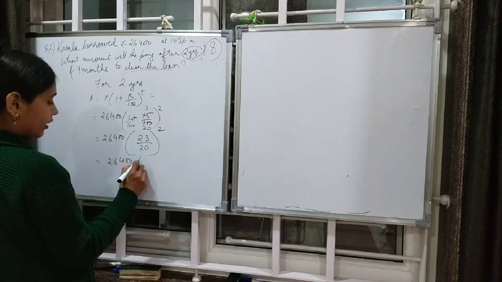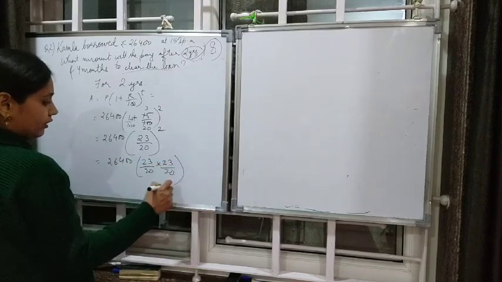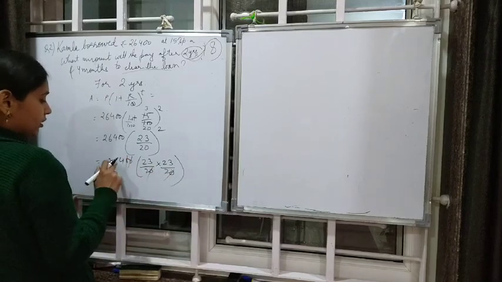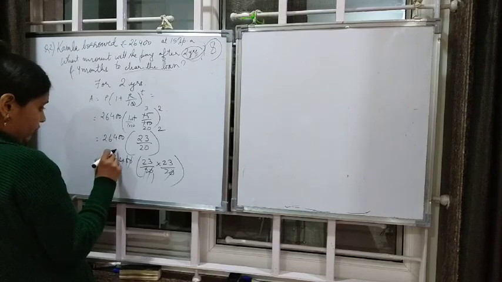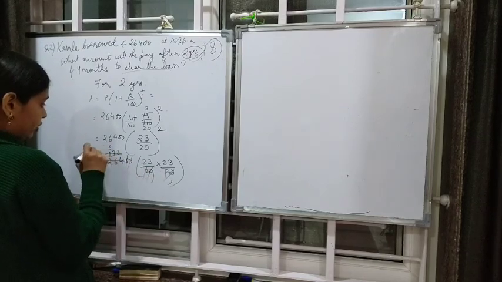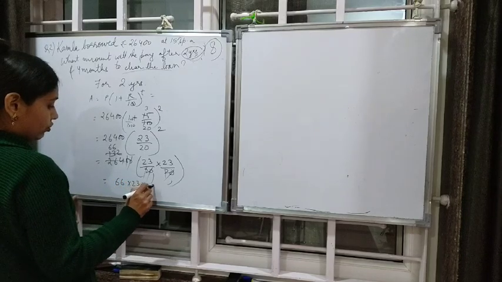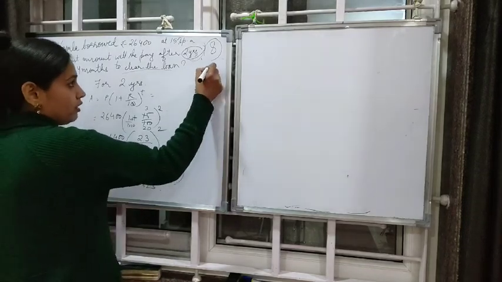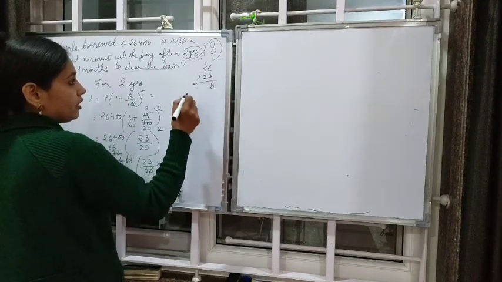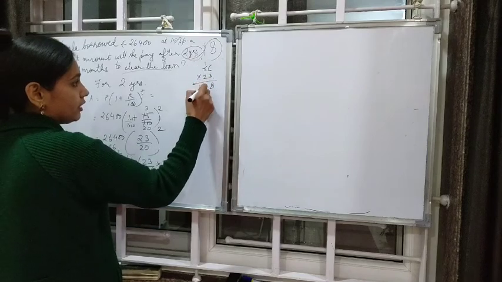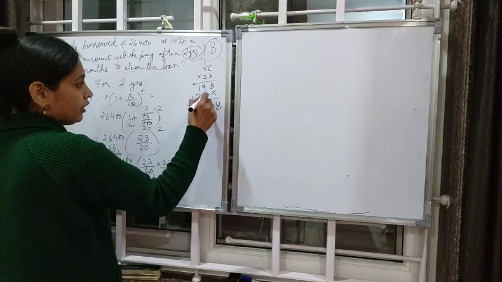So 26,400 into 23 by 20 into 23 by 20. 0, 0 got cancelled. 2 ones are 2, 2 ones are 2, 2 threes are, then 2 6 are 12, 2 6 are 12. So 66 into 23 into 23. Let's multiply. 3 6 are 18, 3 6 are 18, 19, 6 2s are 12, 6 2s are 12, 13, 8.